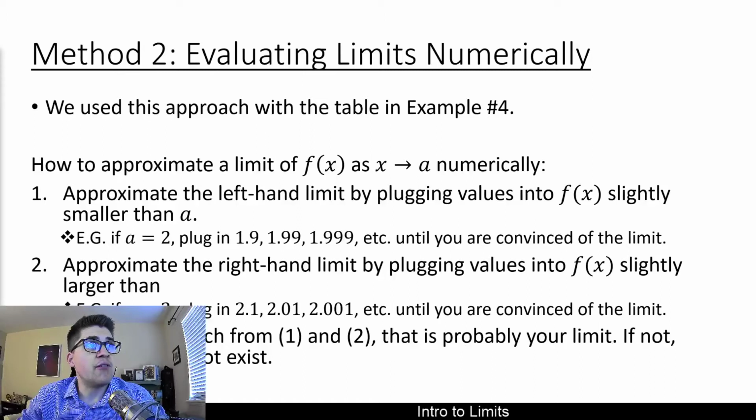Let's do an example of finding a limit numerically and look at a bit more of a step-by-step procedure for this. Step one is to approximate the left-hand limit by plugging in values into f of x slightly smaller than a itself. Like in the example we did earlier, we were trying to determine the limit at a equals 2 for a parabola and a couple other things. But for instance, we could plug in 1 or 1.5, 1.9, 1.99.